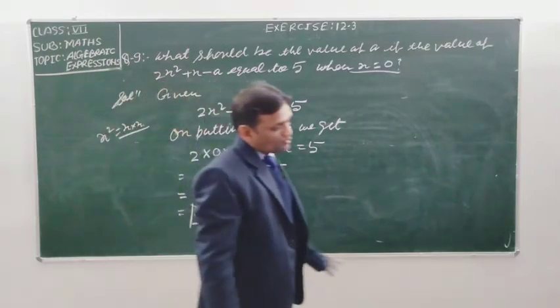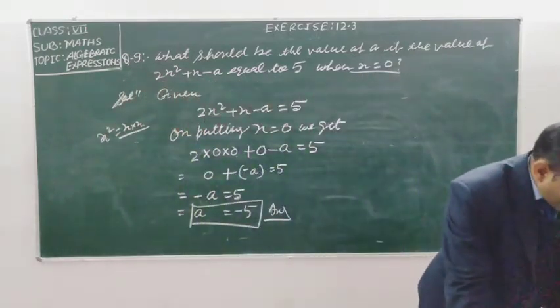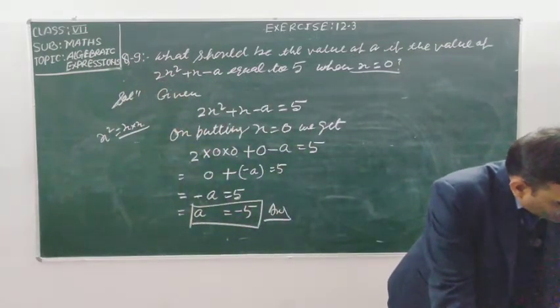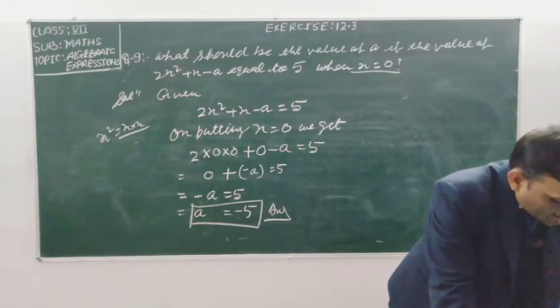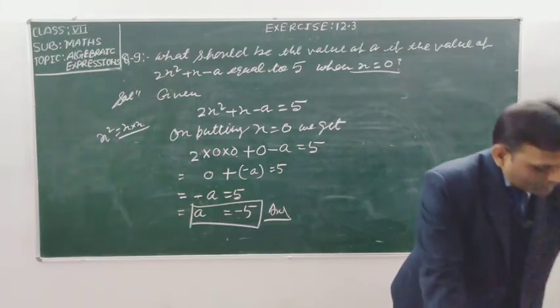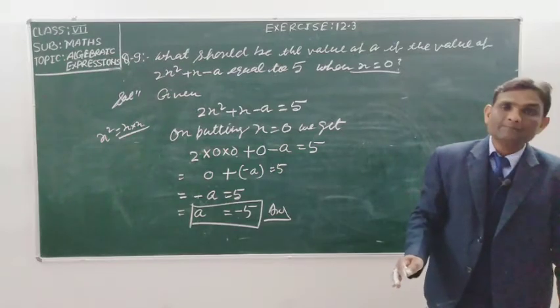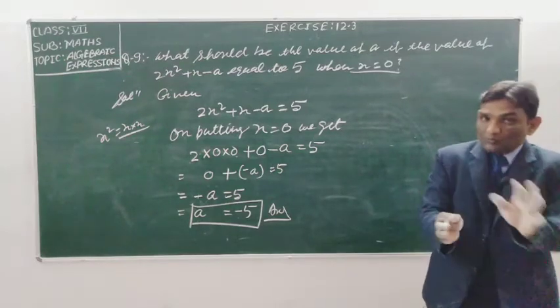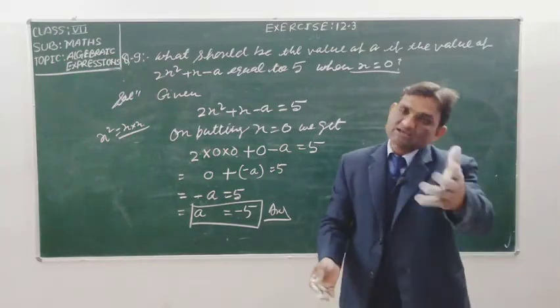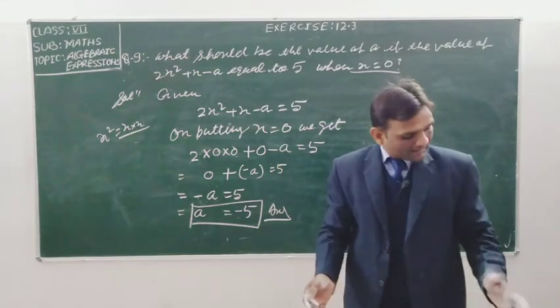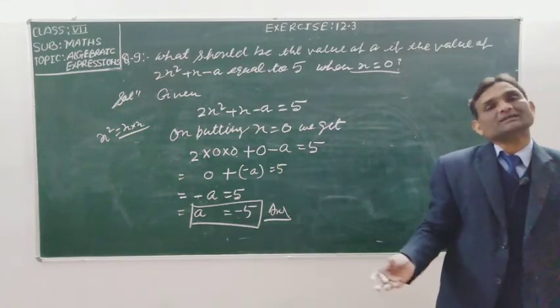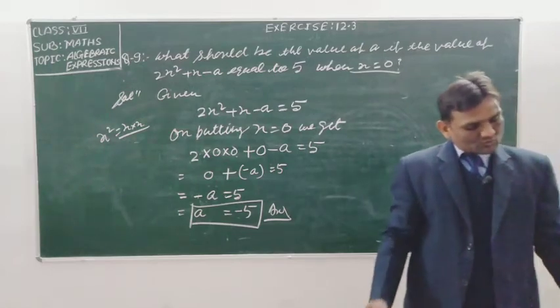So student, question number 10, the same: simplify the expression and find the value when a is equal to 5 and b is equal to minus 3. The expression is given. So student, firstly you will simplify the expression. After this, put the values of a and b in the expression and you will get the value of the expression at the last. So I hope, student, you have understood.